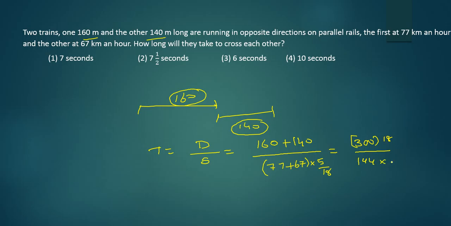144 into 5. 18 ones are 18, 18 eights are 144... 5 ones are 5, 5 sixties are 60. 60 by 8 is nothing but 7.5 seconds. Simply, the answer is option 2.